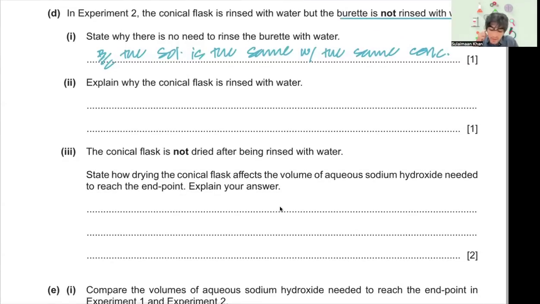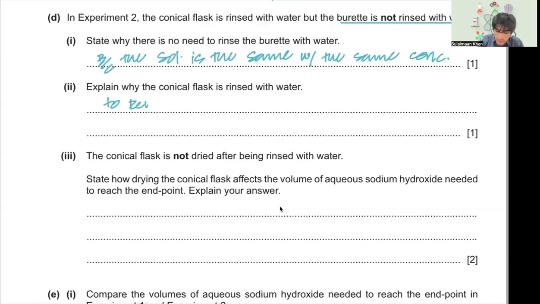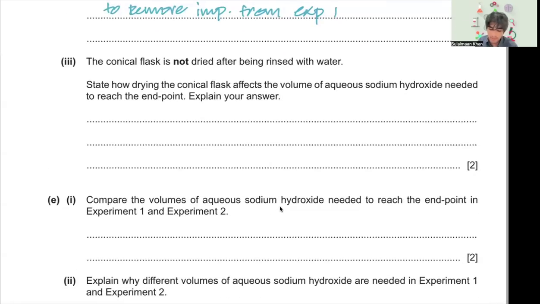Explain why the conical flask is rinsed with water. Obviously, to remove impurities from experiment 1, and you don't need to wash it with HCl. The conical flask is not dried after being rinsed with water. See, all the questions are being answered. Why is it not dried?